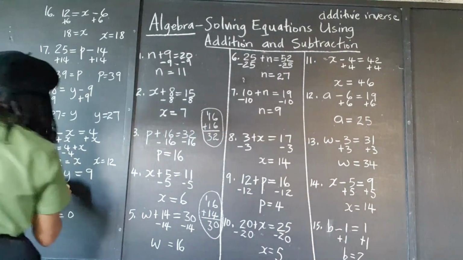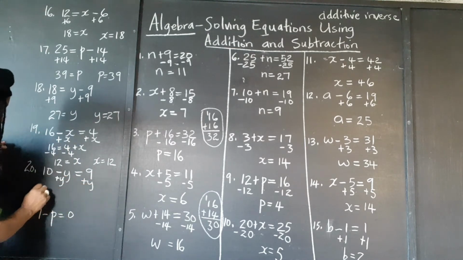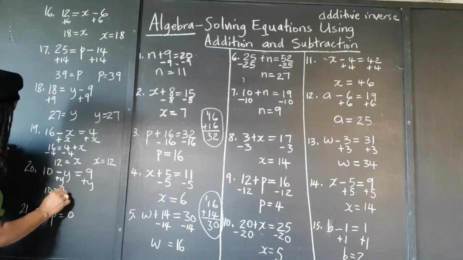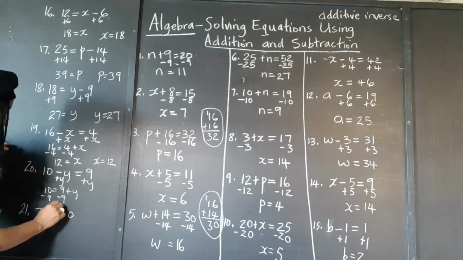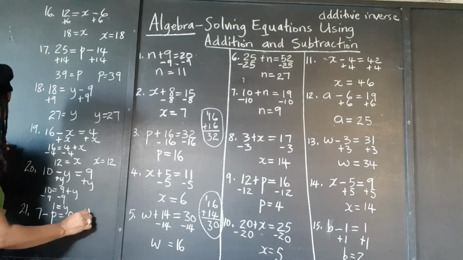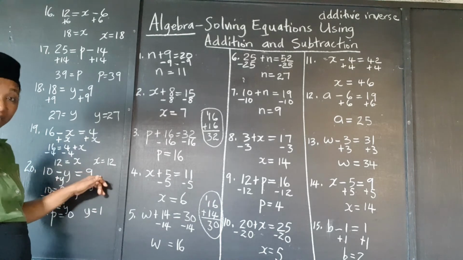So we're going to add y to both sides. We're going to end up with 10 is equal to 9 plus y. And now we're going to take 9 from both sides. So 1 is equal to y, or y is equal to 1. So 10 minus y gives 9. See, we're correct.